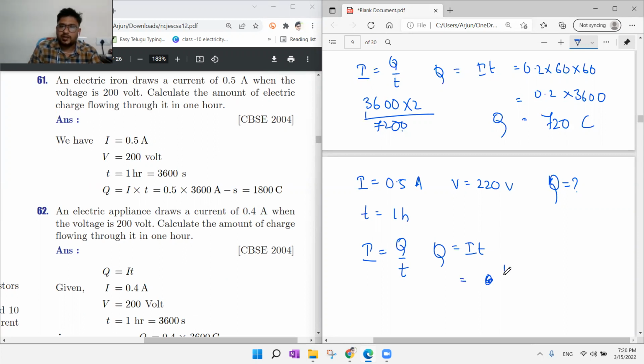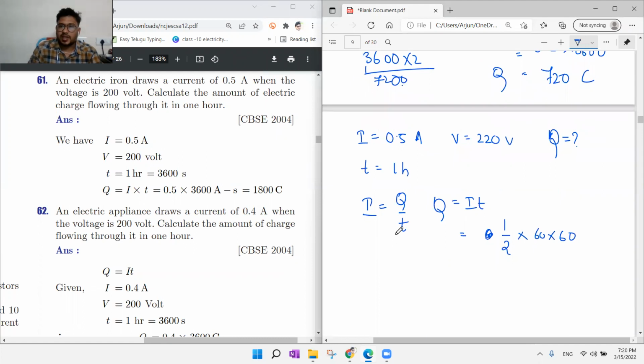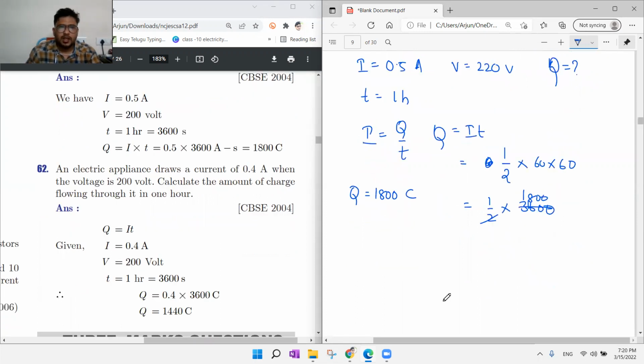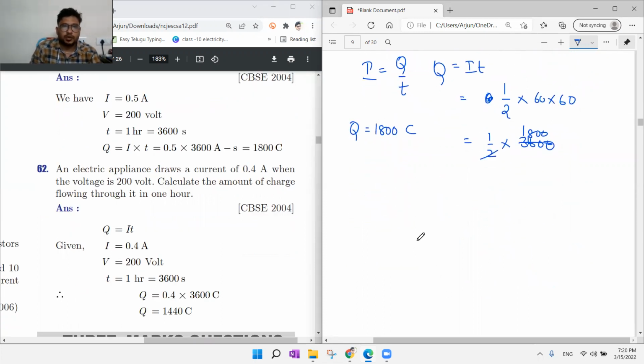So 0.5, for easy calculation, we can mention it as 1 by 2 multiplied with T value, 1 hour, 60 into 60. So this can be written as 1 by 2 multiplied with 3600, which is 1800. So we will get answer Q is equal to 1800 coulomb. Next, same type of question in 2004.